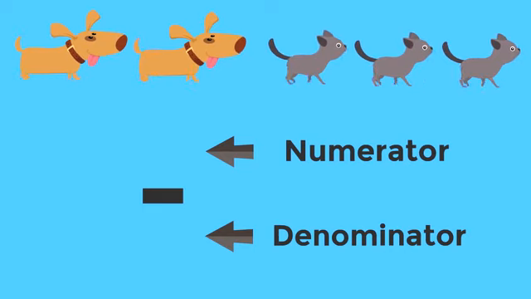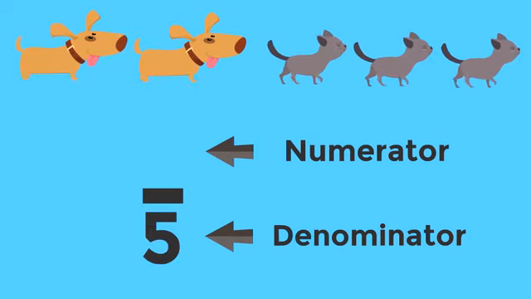So, the total number of pets is 5. What number is the denominator? What number goes on the bottom? Yeah, 5. 5 is the denominator. It tells us the total number of pets.